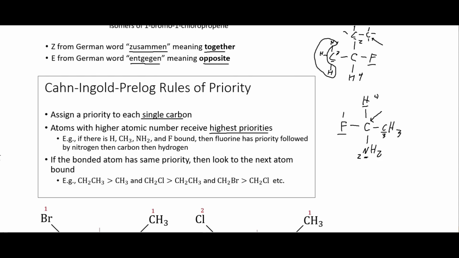So we can look at a few examples right here where having this ethyl group here is higher priority than a methyl. Having a chlorine bound onto it is going to be higher priority than having a carbon bound onto it. Having a bromine, because that's a higher atomic number than the chlorine, will be a higher priority, and so on and so forth.